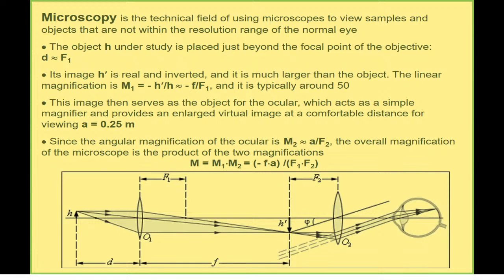The linear magnification is just this, and it is typically around 50. This magnified image then serves as the object for the ocular, which acts as a simple magnifier and provides one more time amplified image, meaning the magnified image, for viewing at this physiological distance.